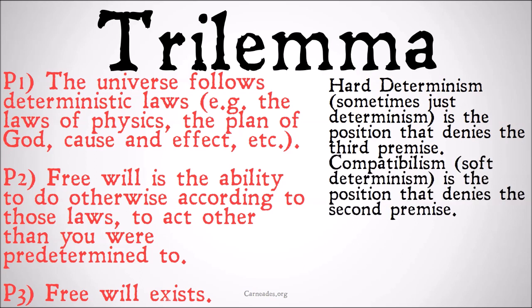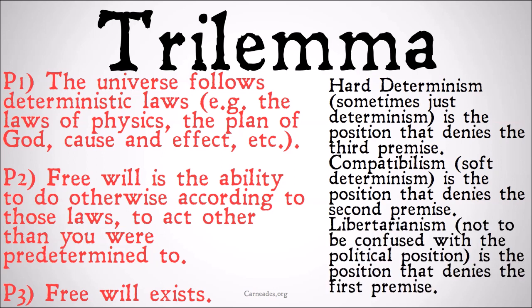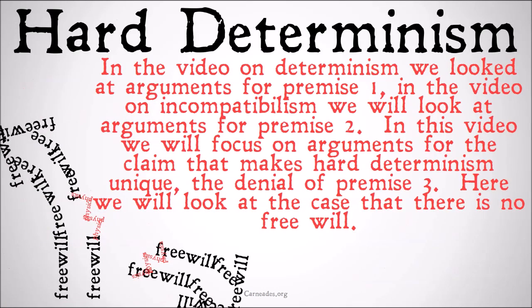Compatibilism, or soft determinism, is the position that denies the second premise. We're going to look at that in a couple of videos. And libertarianism, that we already looked at, is the position that denies the first premise. So, in our video on determinism, we looked at arguments for premise 1. And in the video on incompatibilism, we're going to look at arguments for premise 2. So we have some arguments for each of those premises independently.